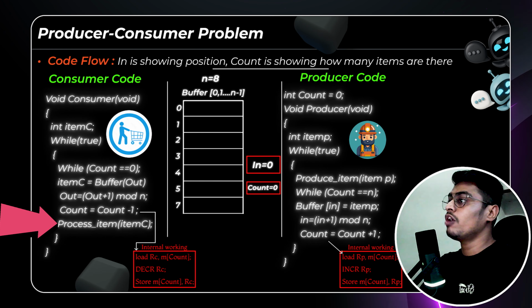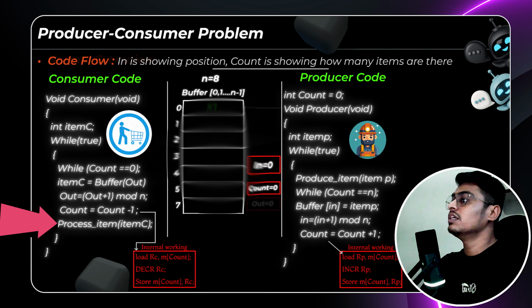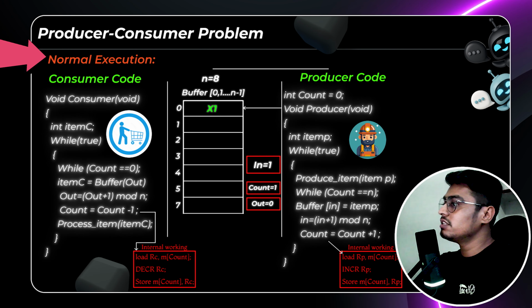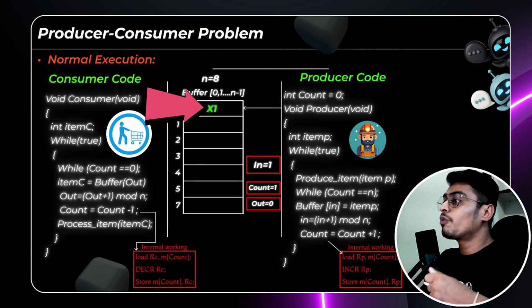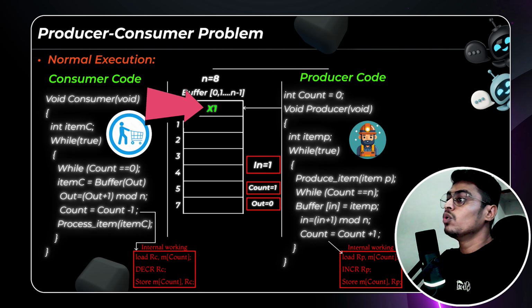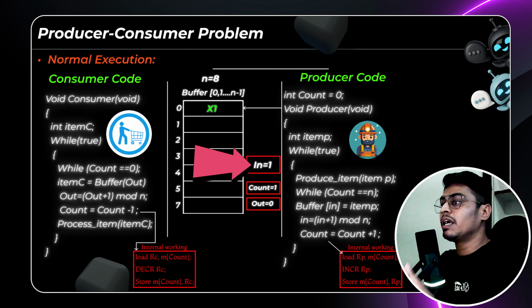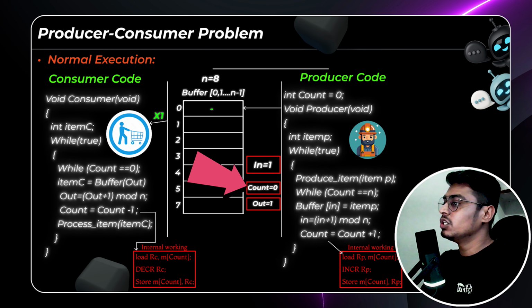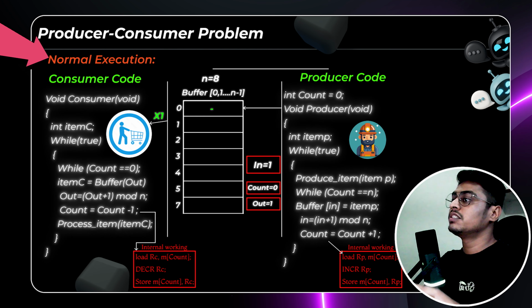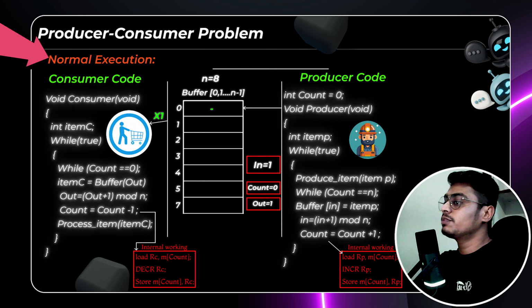So this is the consumer code, written in C language. Now what is the first case? This is normal execution. In the best case, producer and consumer alternate properly. The producer produces item x1 and places it in buffer 0, so count becomes 1 and in becomes 1. The consumer takes item x1 from buffer 0, count becomes 0 and out becomes 1. This is the normal execution, and it works perfectly when processes are properly sequenced.